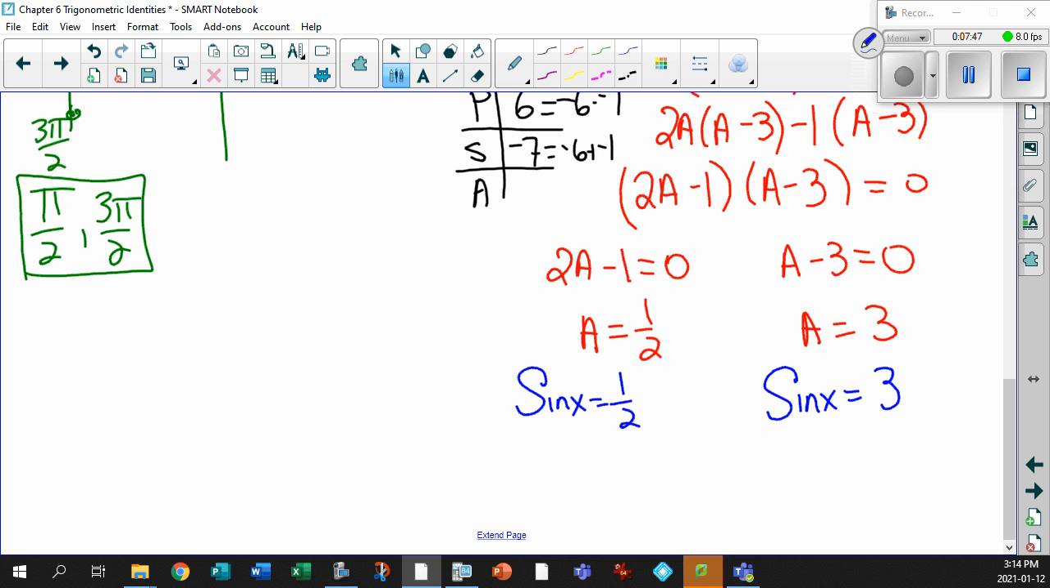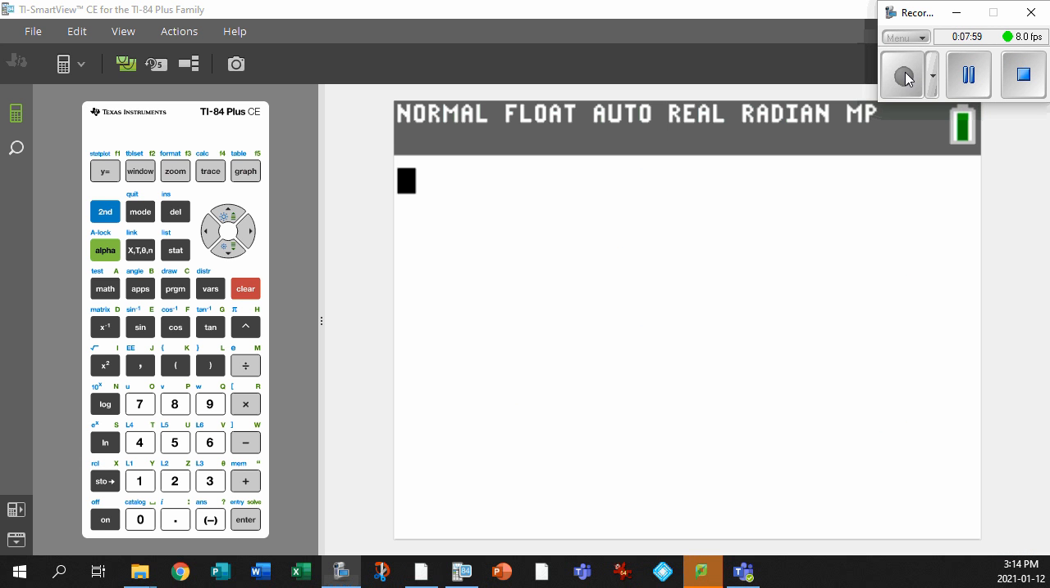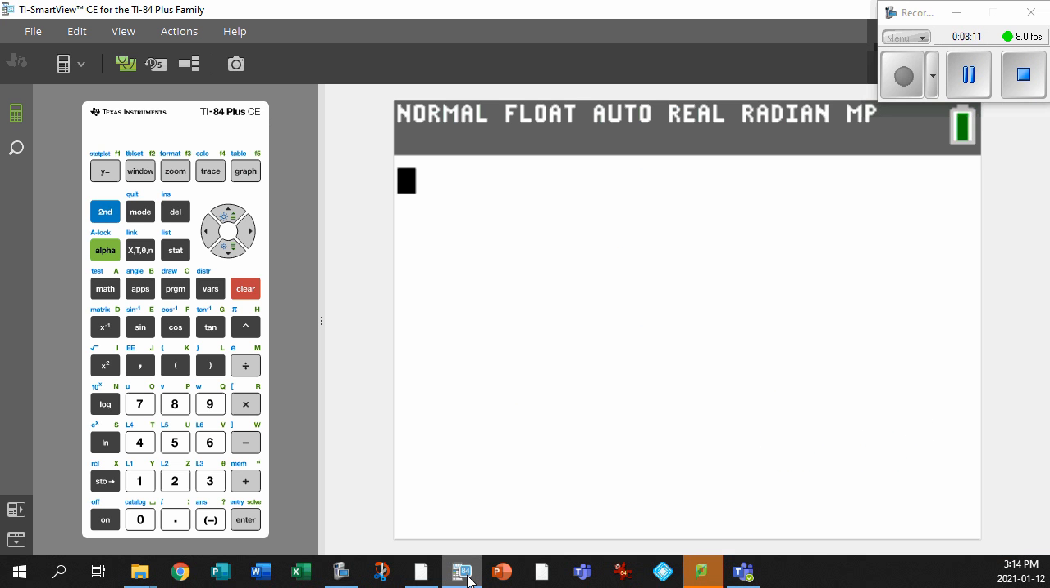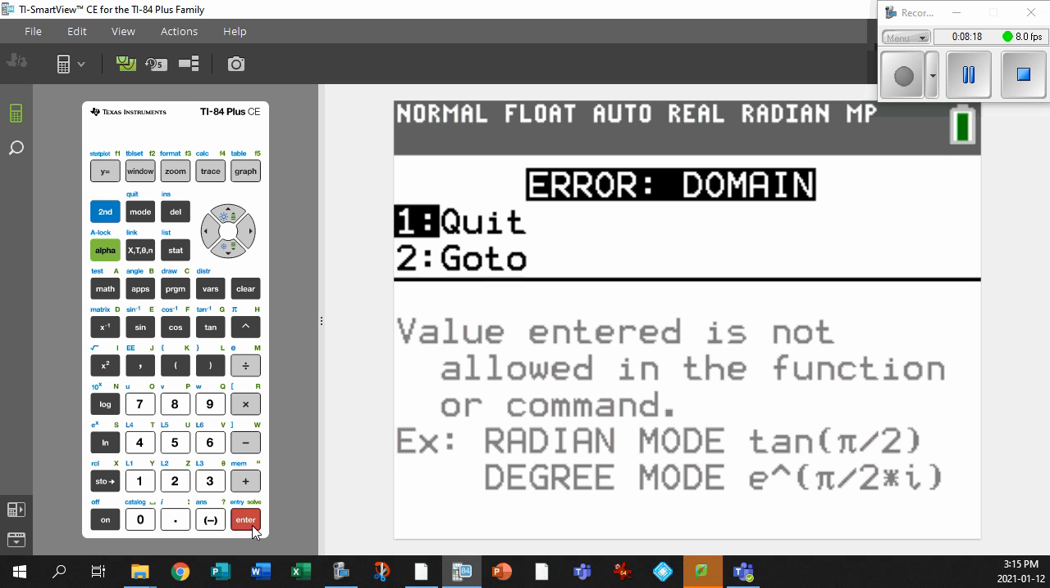That's weird. Can sine x actually ever equal a number that big? Check it out. You don't believe me? Watch what you can do. Go to your calculator and see if you can figure it out. You know, and I know to do this, you have to take the inverse sine of both sides, right? Watch what happens if you try to take the inverse sine of 3. This is going to freak you out. Ready? Second inverse sine of 3. Watch this. Boom. Error. The value entered is not allowed in the function.